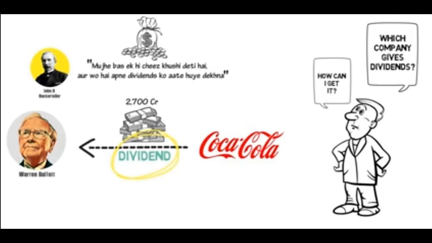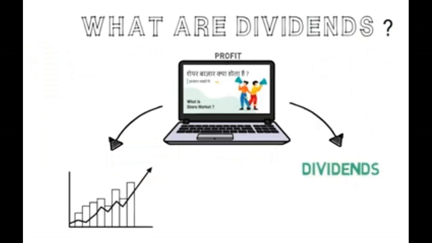One of the famous investors has said that what gives me more pleasure is to see the dividends coming to me. The famous investor Warren Buffett receives a dividend of 2,700 crores from Coca-Cola company only. So big investors benefit a lot from just the dividend of the companies. Coming to my original question, what are dividends?